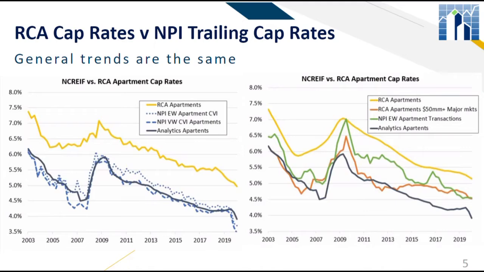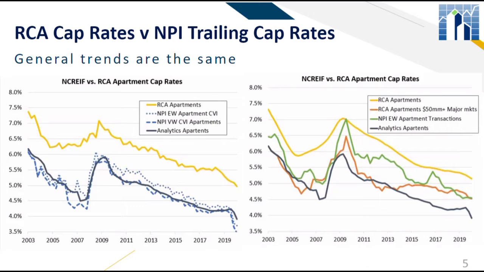In the chart to the right, we have applied a filter to the RCA data and plotted it in orange. If we focus on the large properties in the major markets, the gap between the two series narrows substantially. Additionally, layering on transaction cap rates in green can also add 50 basis points to the NCREIF apartment cap rates. Lastly, the RCA cap rates are a mix of in-place and stabilized income over sales price, whereas NCREIF cap rates are made up of trailing actual income generated over the last appraised market value.